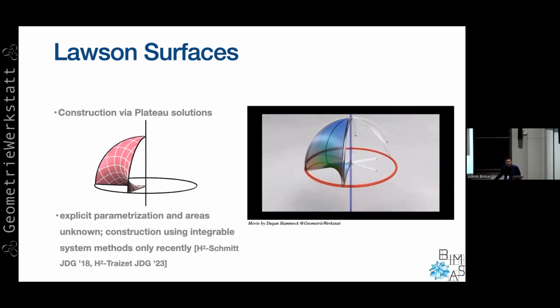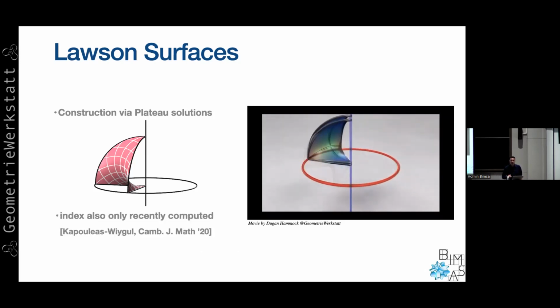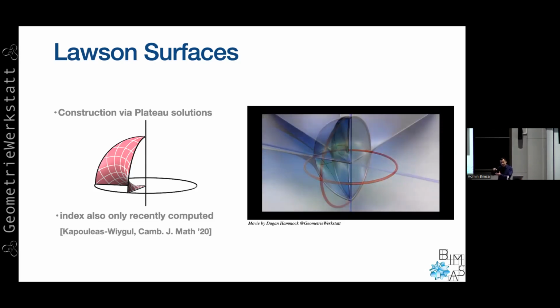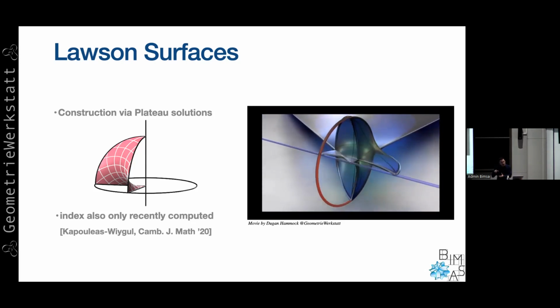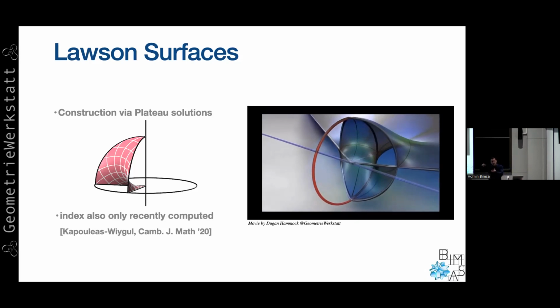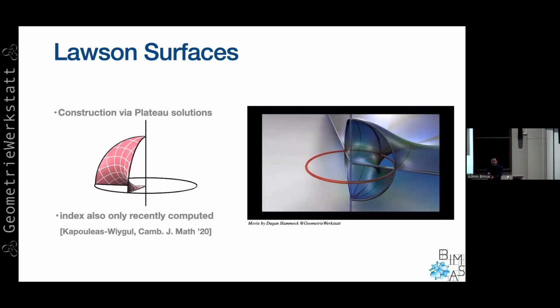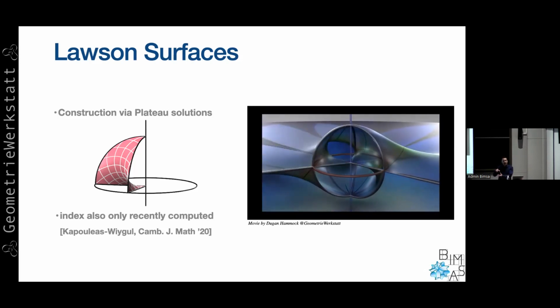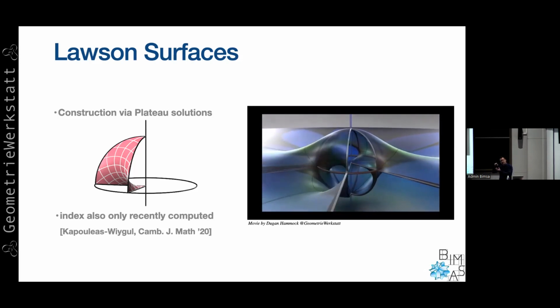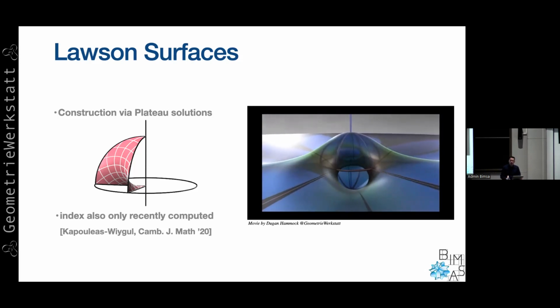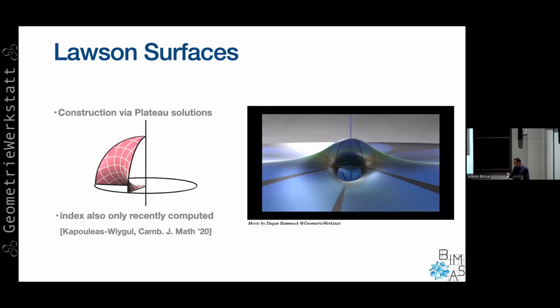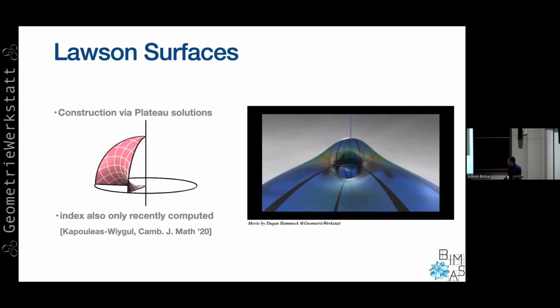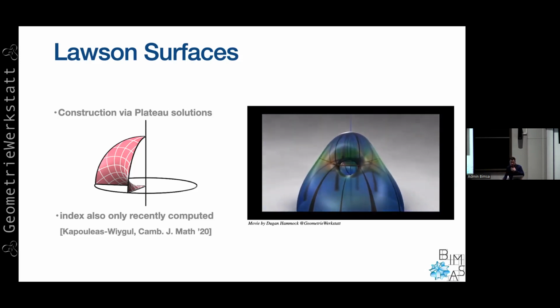A few things are known, actually. For example, the index is known. If you look at a minimal surface, which is critical for the area, you observe that shrinking the surface decreases the area, at least in higher order. And the index is the number of different directions where you can decrease the area in higher order. And the index of these surfaces has just been computed recently by Kapouleas and Wiygul.